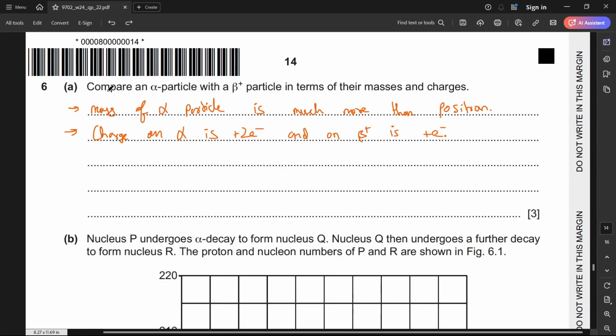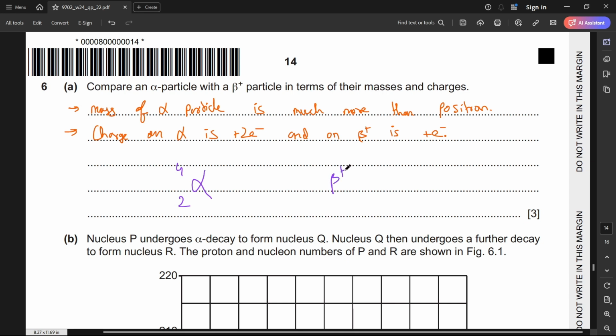Now for question 6, compare an alpha particle with the positron, that is a beta plus particle, in terms of their masses and the charges. Now positron is an anti-particle for the electron. So the mass of the electron with respect to your helium or the alpha particle is negligible. And therefore the first statement to compare the mass of the two particles is that the mass of the alpha particle is much more than that of positron, which is a beta plus particle. Then for the charges, we know that alpha is having nucleon number of 4 and the proton number of 2.